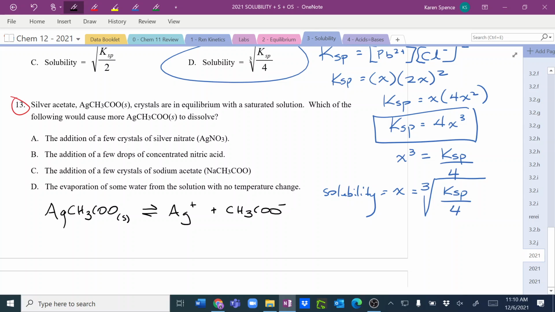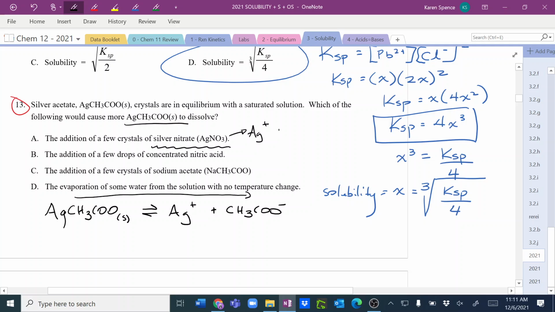So let's just run through these possibilities. We want to know what would cause more AgCH3COO to dissolve. So if that's the case, which way are we wanting to shift this equilibrium? To the right. Okay, so we want it to go this way. What if we add more silver nitrate? What do we get if we add silver nitrate? Well, we get silver and we get NO3. So what would that do to this equilibrium? Ag+ would go up, so it would shift to the left. Is that what we want? No.